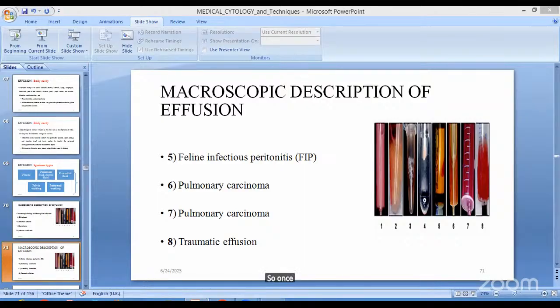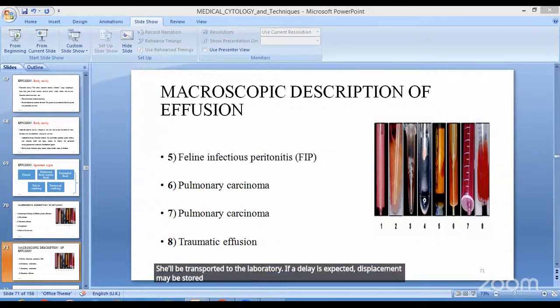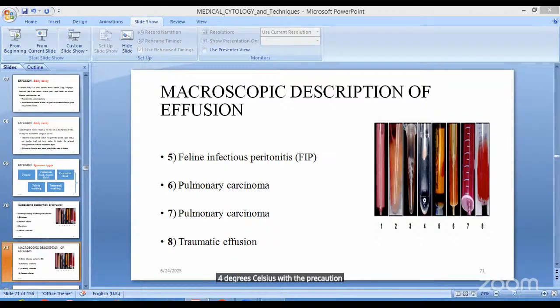So once effusion is collected, fluid up to 1,000 ml, a liter, should be transported to the laboratory. If a delay is expected, the specimen may be stored in a refrigerator at 4 degrees Celsius with the precaution of not allowing the specimen to freeze.